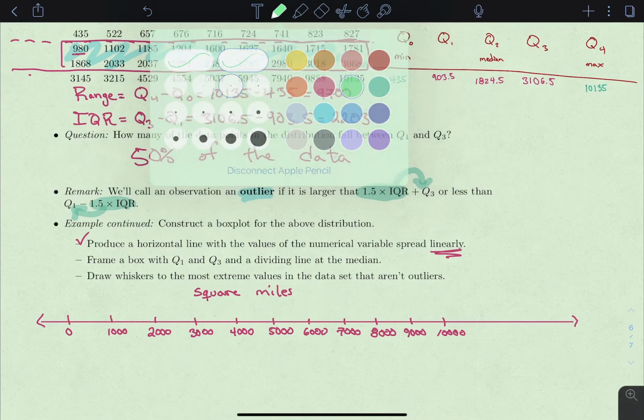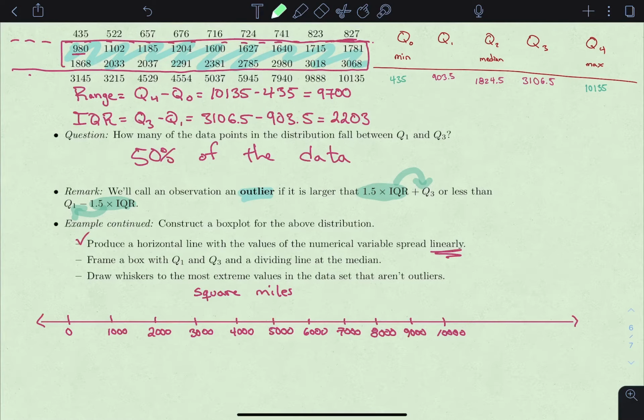And then it asks us to frame a box with Q1 and Q3. So at 903, we'll have one end of the box. Let's give ourselves a little bit bigger box. And at 3106, we'll have another end of the box. So that's our box has been framed. And then the median is a dividing line, so at 1824.